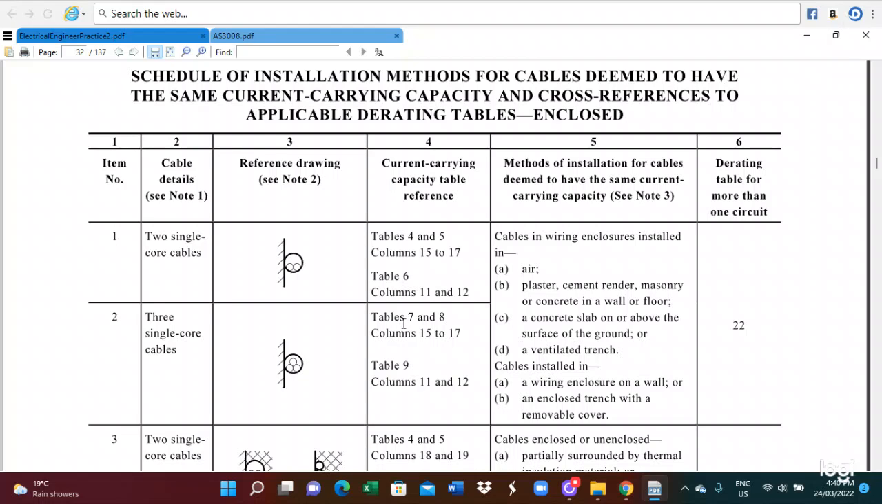So in this case, table 7-8, column 52-17, and table 9, column 11-12. V75 is at table 7, V90 at table 8, and V110 is at table 9. So this is the way that we have to select the cable.